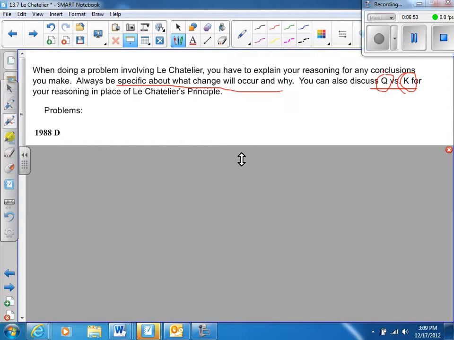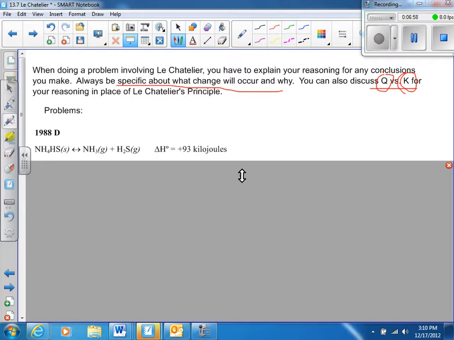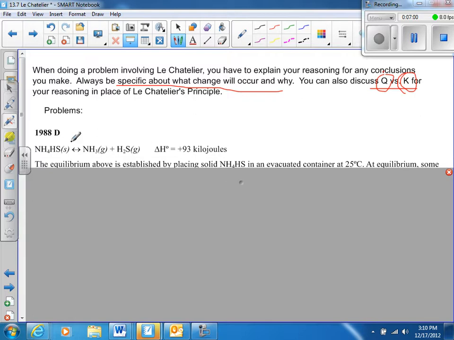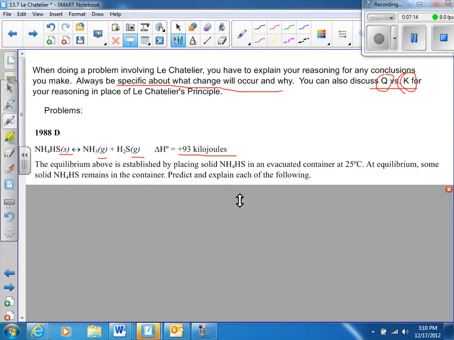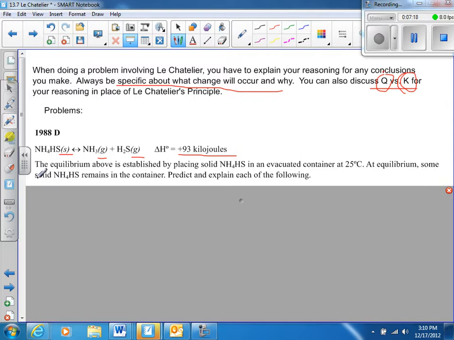Okay, I've taken some old AP chemistry problems, starting with the 1998 problem. Here's our reaction. Notice we have a solid here, so we have to think about the rules for solids, and we have two gases. And this reaction is endothermic because we have a positive delta H. All right, here's some background information. Oh, and it's important to note that some solid remains in the container at equilibrium. That's just telling you the system is at equilibrium and there's some solid sitting there.